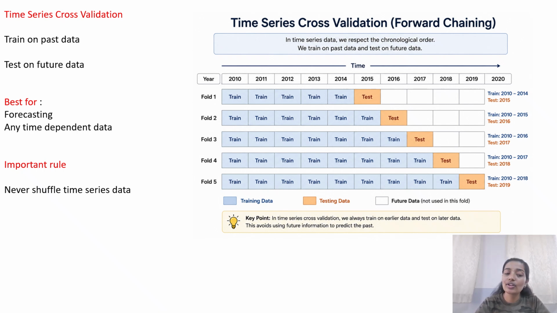And there is one rule we should always follow when working on time dependent data, that is we should never shuffle time series data. Let us say we try to swap any of these, so this data set is given as 2010-11. If we try to shuffle it, then the result will get affected. So while working on time dependent data, we should never try to shuffle the data. These were the types of cross validation which we use for training and testing the model. So that was all for cross validation.